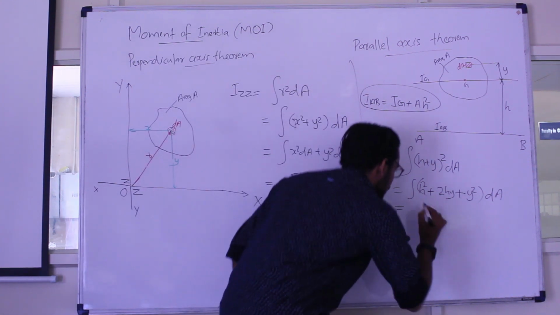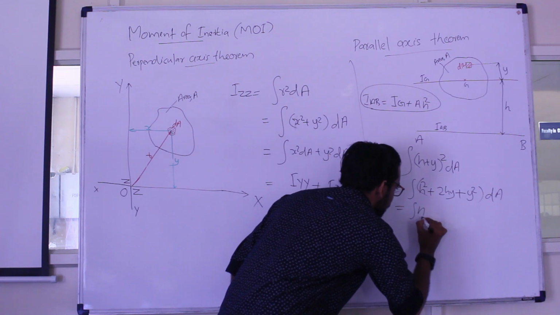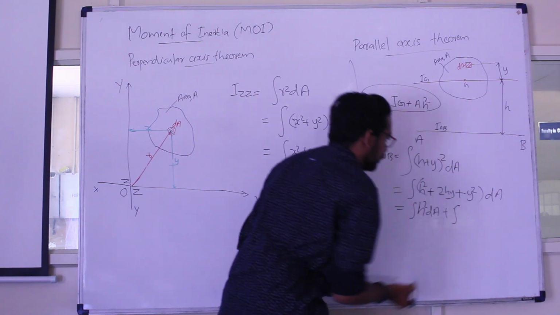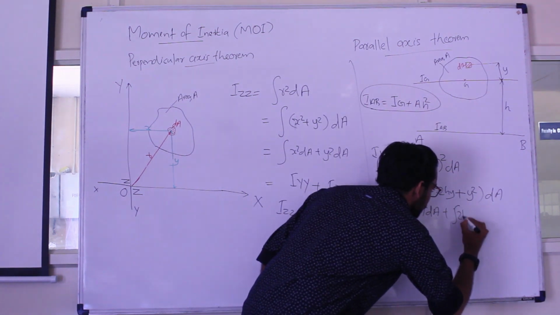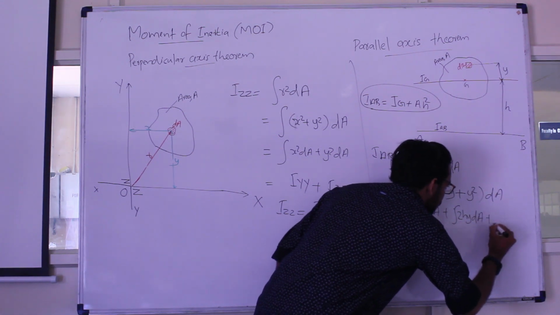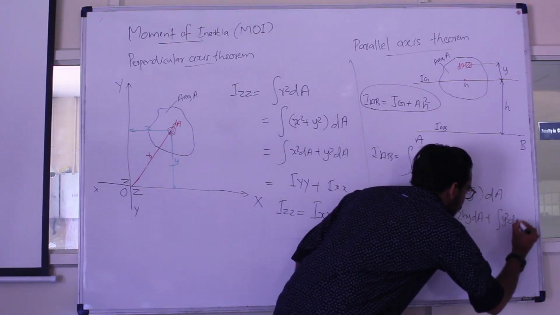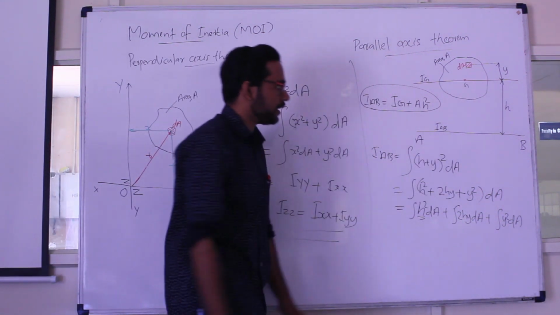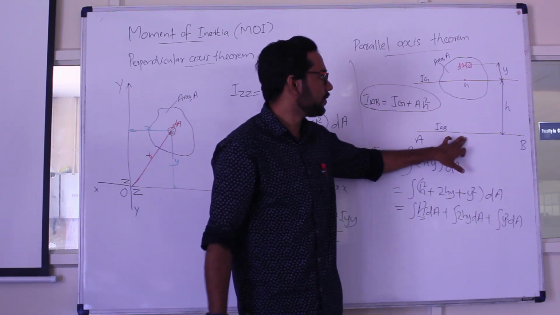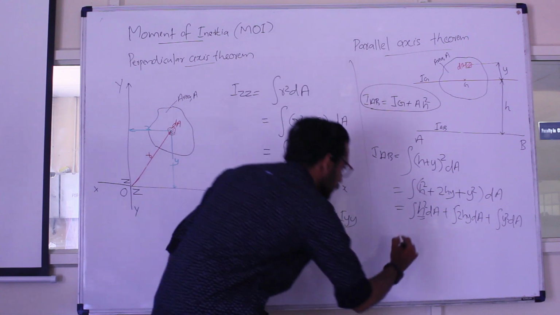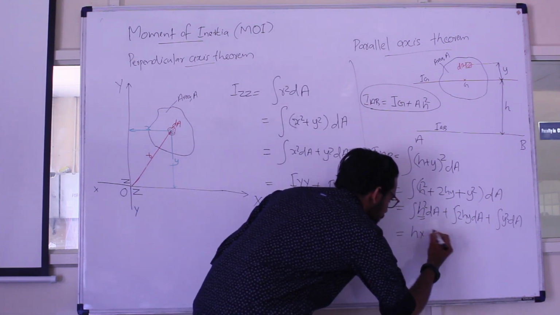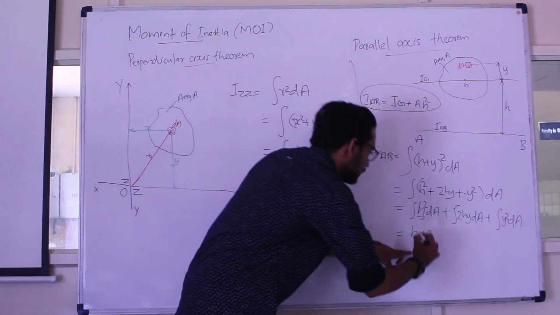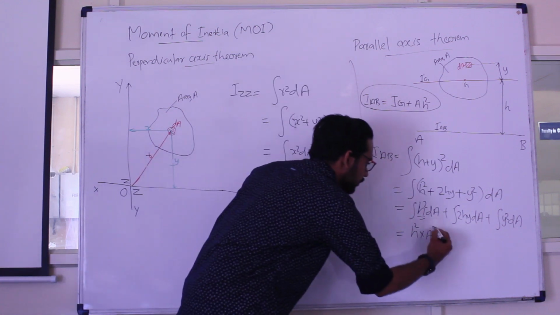Now expanding again, it is the integral of h square dA, plus the integral of 2hy dA, plus the integral of y square dA. Here h is a constant because it is the distance between the reference axis and the centroidal axis. The integral of dA is A, so the first term is h square into A.